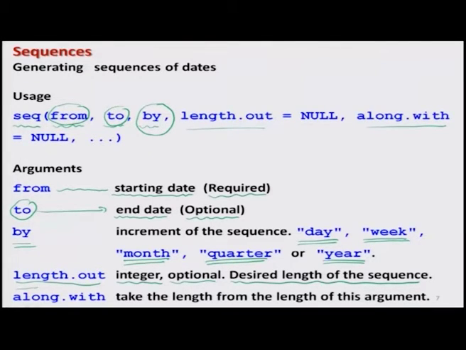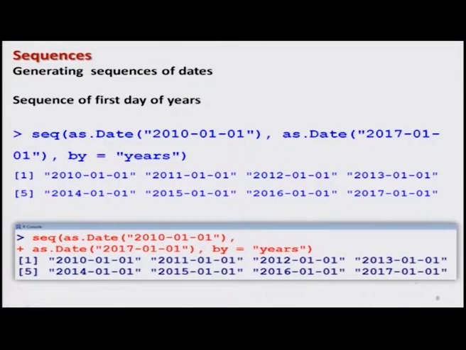And similarly, along with this, the same rule applies as we understood in the earlier case: it takes the length from the length of the argument and tries to generate the sequence along with that vector. So, now let us take some examples and see what is really happening.